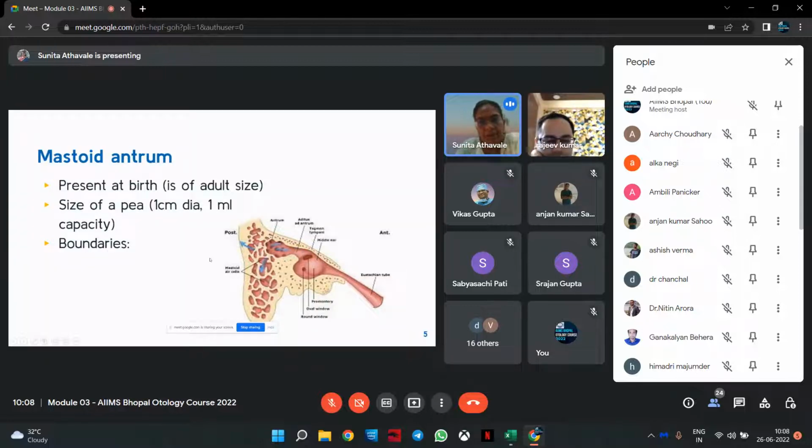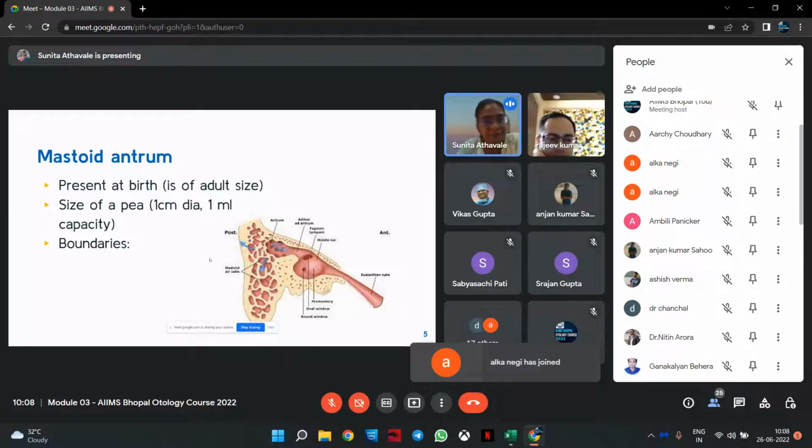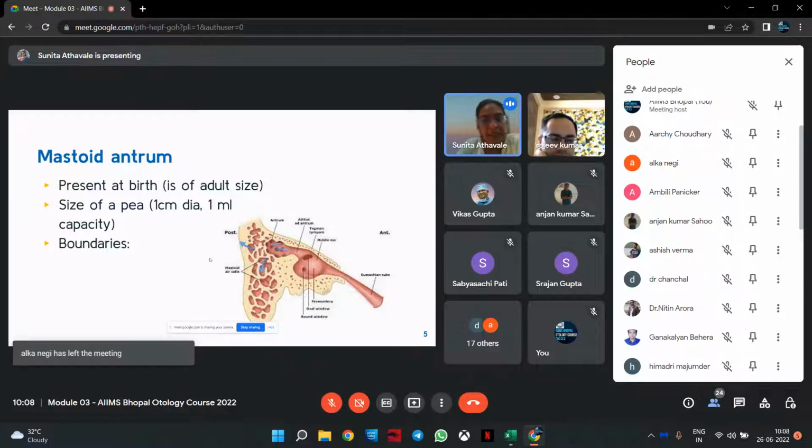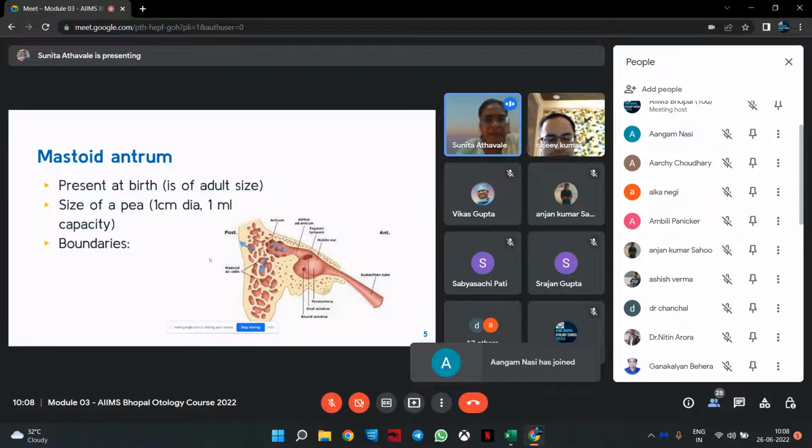So within the body of mastoid process, there lies an air-filled cavity called mastoid antrum. And this antrum starts developing at 24 weeks of gestation, and is almost the size of an adult at birth. And to describe its size, it is the size of a pea, that means 1 centimeter in diameter, or 1 centimeter across all dimensions approximately, and is 1 milliliter in capacity.